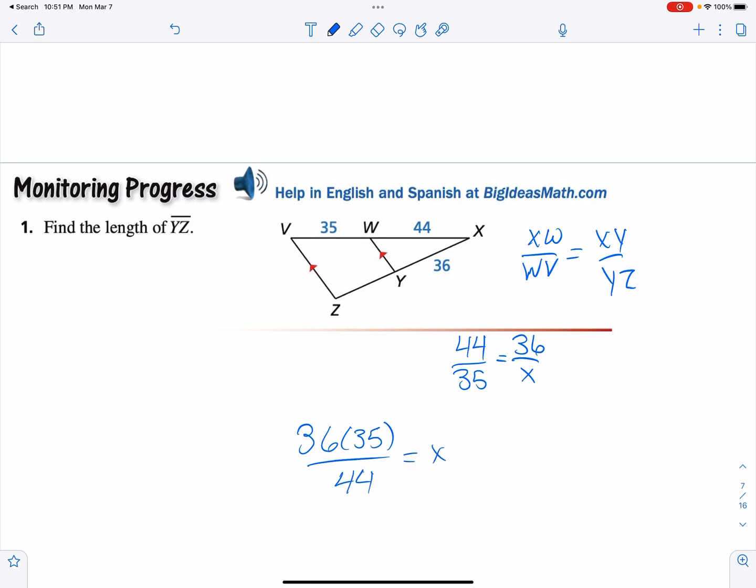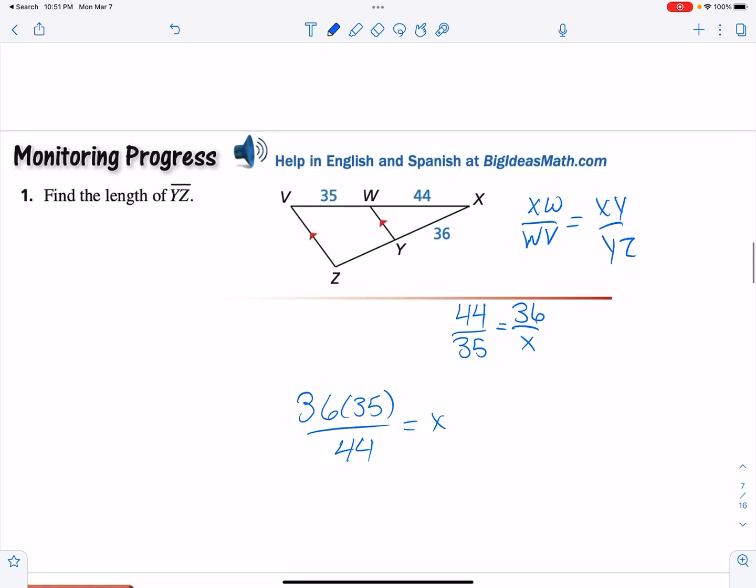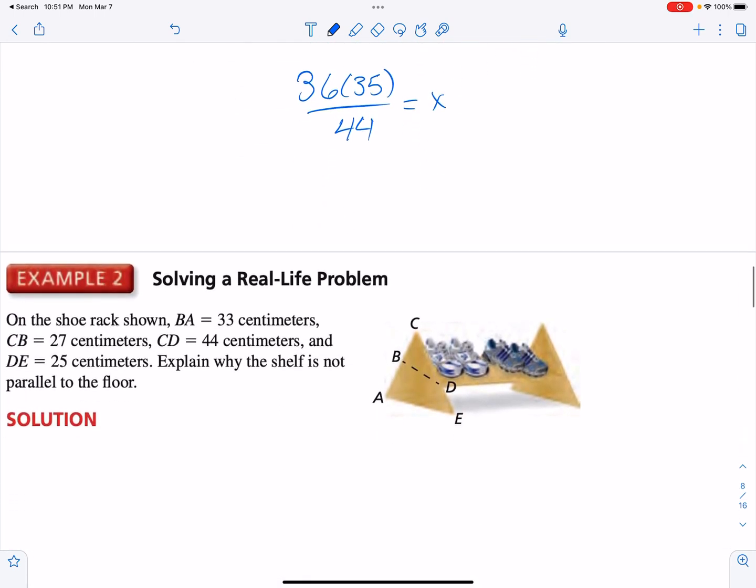Again, I don't have my calculator handy. You guys can multiply that out and get that, but that's how you would solve that cross product.